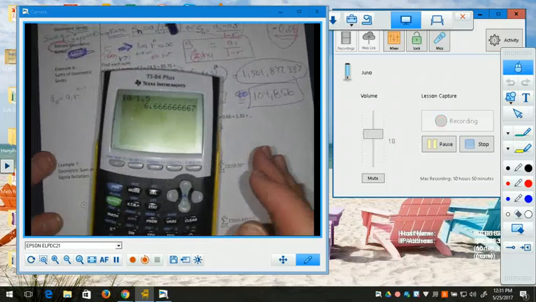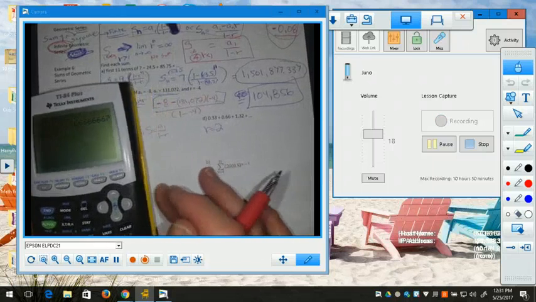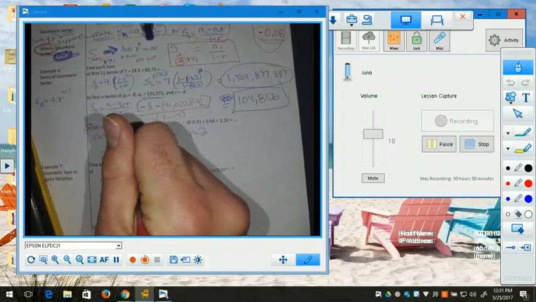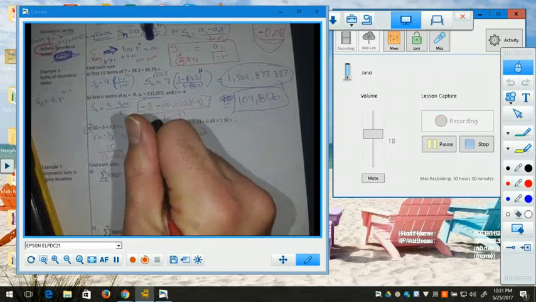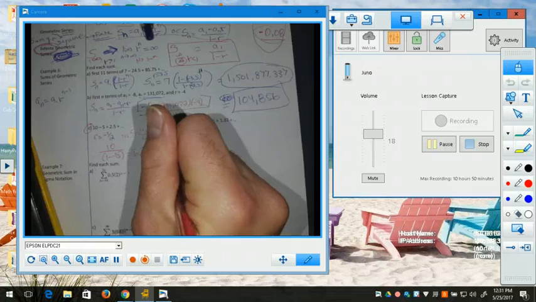Gives me 6.6. Don't put the 7 down. This is 6.6 repeated, which is actually going to be 6 2/3.